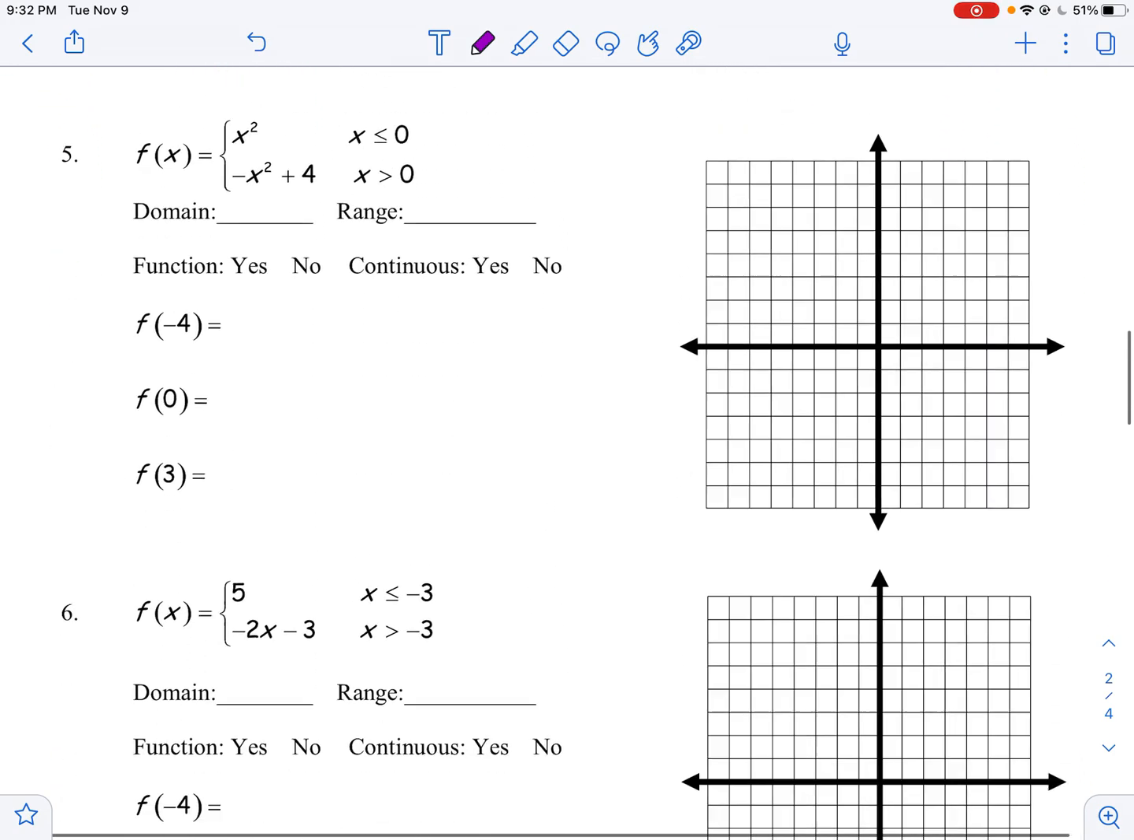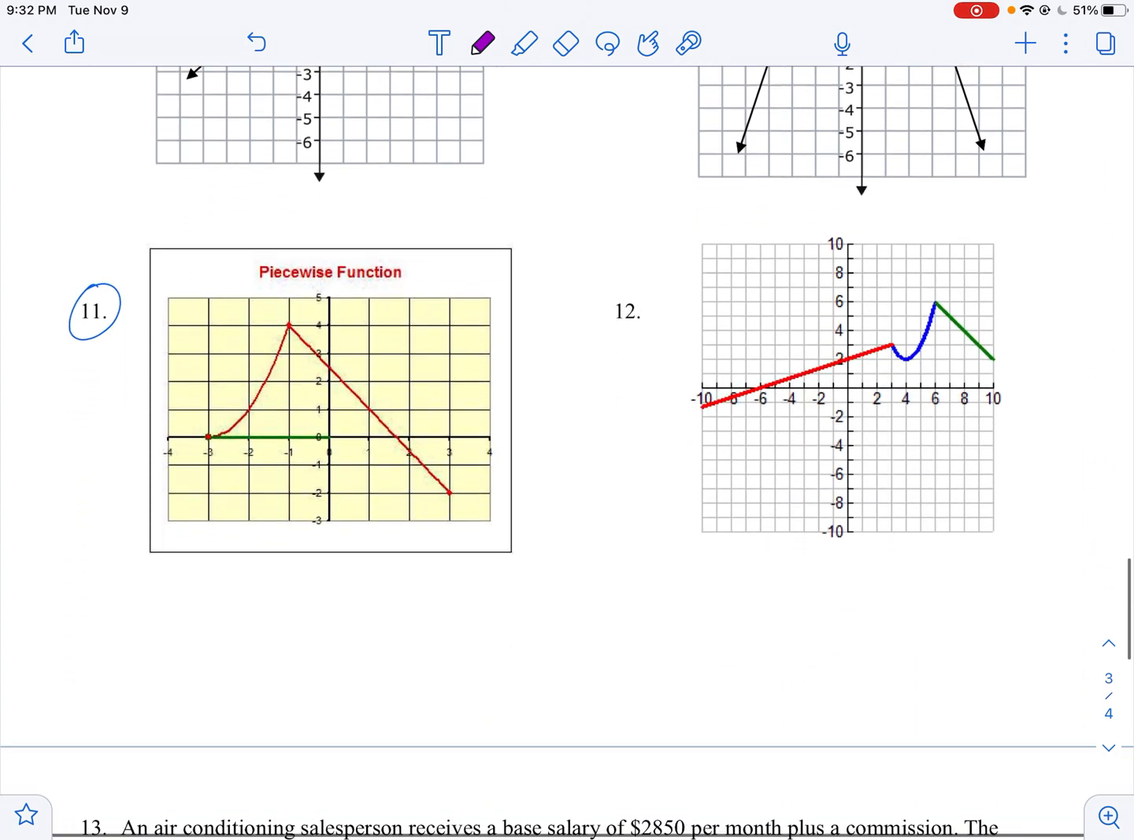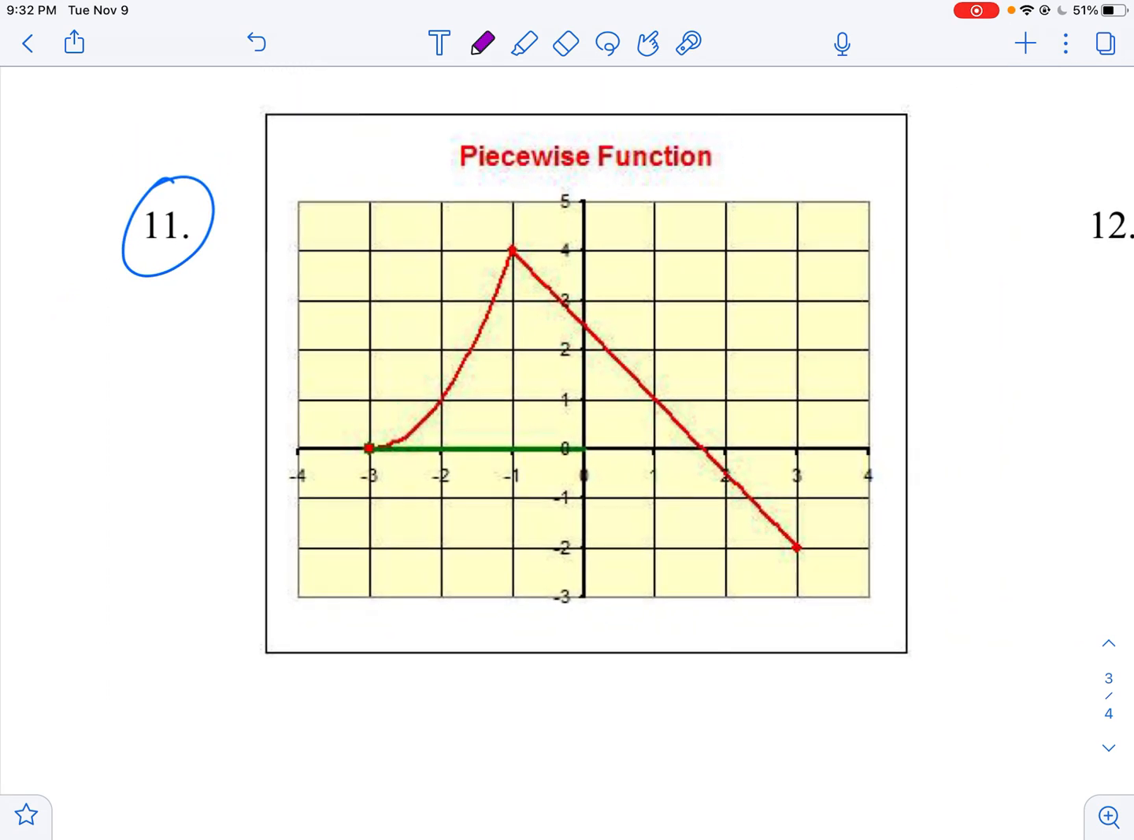So now that you've seen that, we're going to jump to the last section, which gives you a piecewise function, and you have to write it out and write out the equation for it. So we're going to look at 11. It has 2 parts.